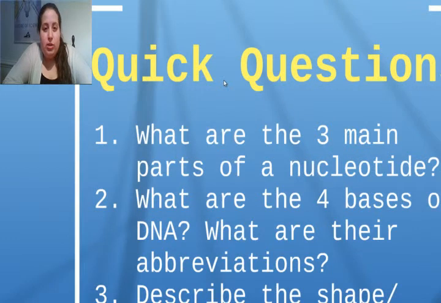So here are your quick questions again. Remember, you can pause the video, answer the questions, and then when you're ready to start it up again, just hit play. Number 1, what are the 3 main parts of a nucleotide? Number 2, what are the 4 bases of DNA, and what are their abbreviations? How do you shorten them? And number 3, describe the shape and the structure of DNA.